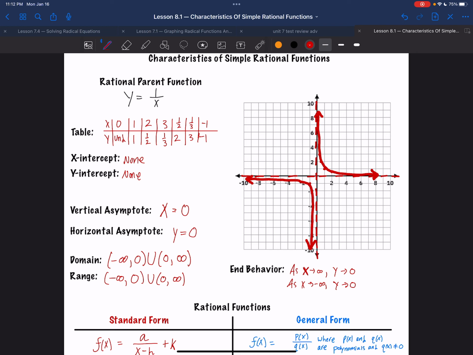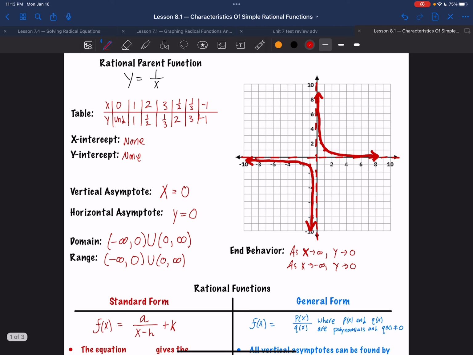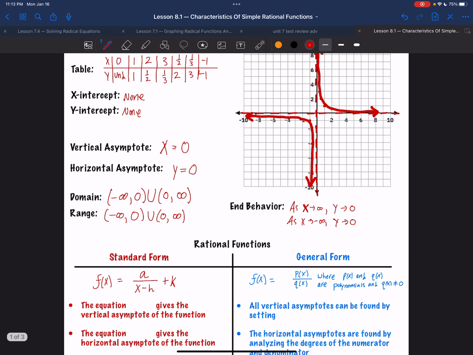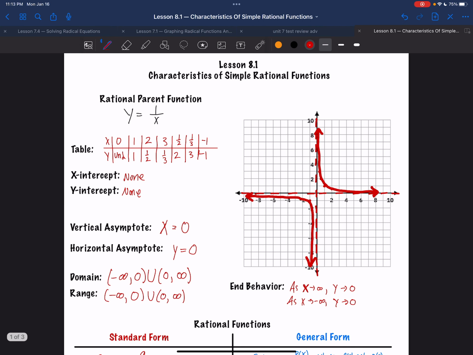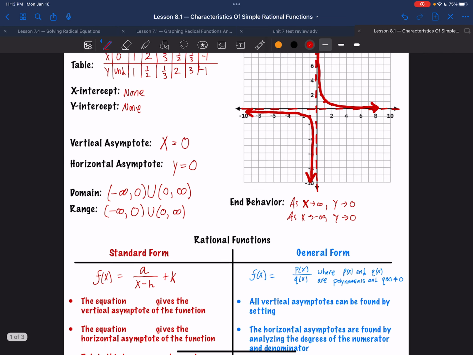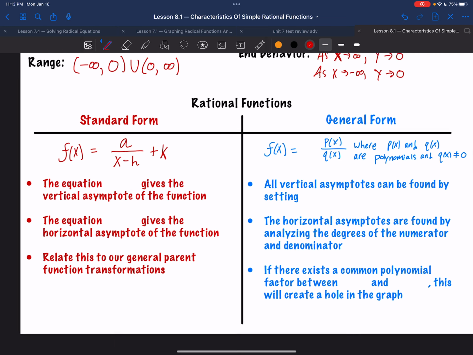I think that took 10 minutes, but I think it's nice to have the solid foundation for the rational parent function. Okay, let's move on and actually talk about new stuff, because a lot of this is just figuring out what the graph of this thing looks like. Okay, so rational functions.